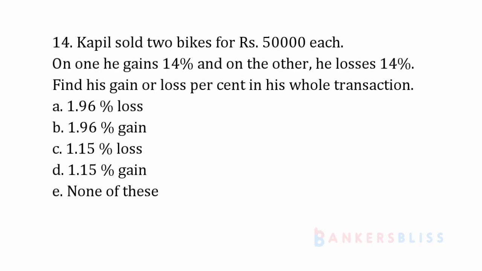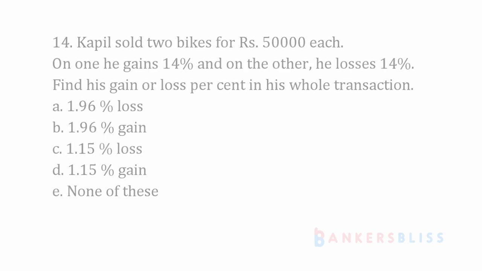Kapil sold 2 bikes for rupees 50,000 each. On one he gains 14% and on the other he loses 14%. Find his gain or loss percent in his whole transaction.